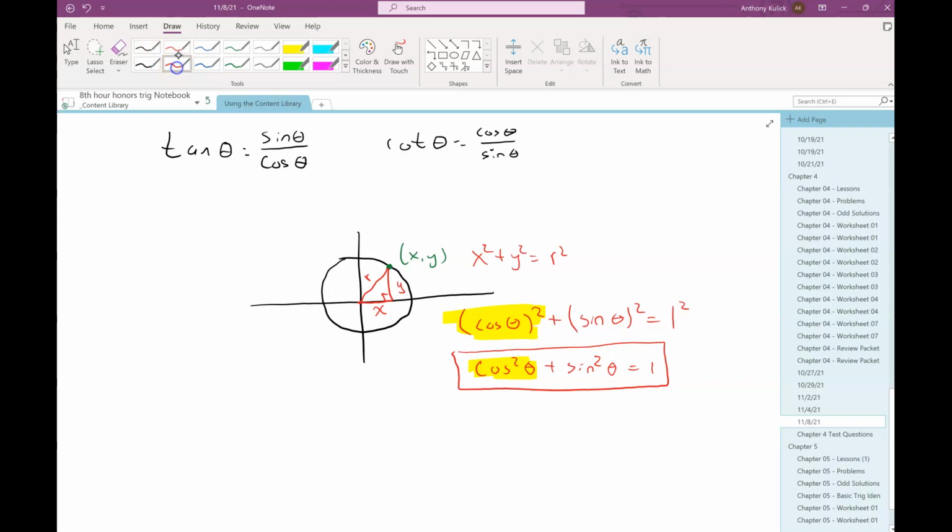Okay. And we can make 3 different versions of this equation. So for example, if I wanted to divide both sides by, say, cosine squared.